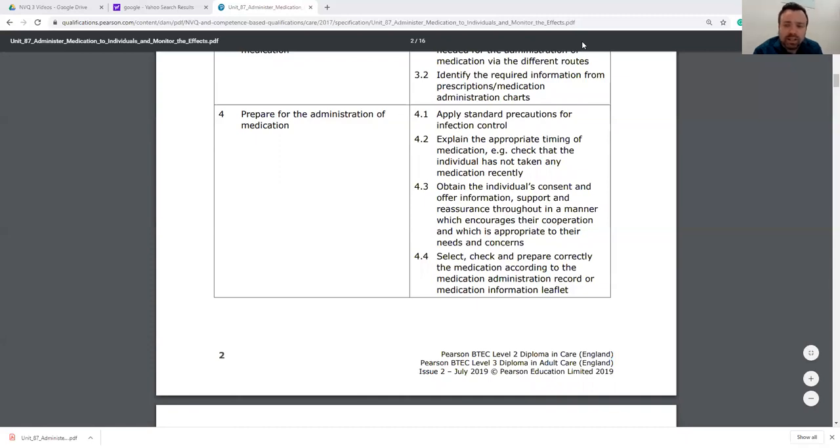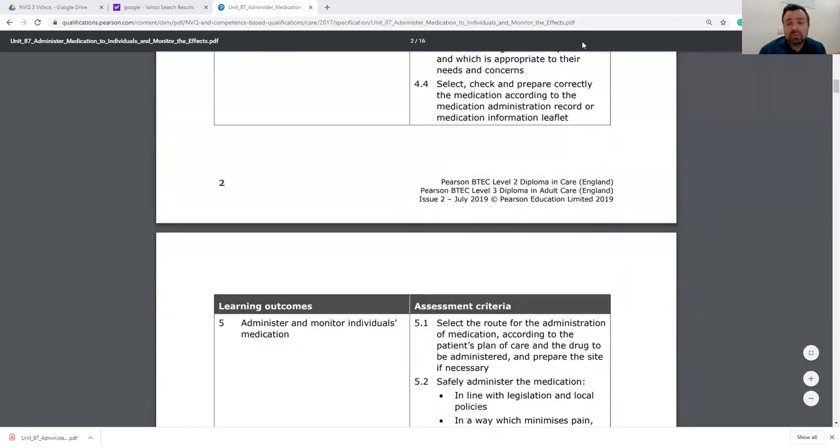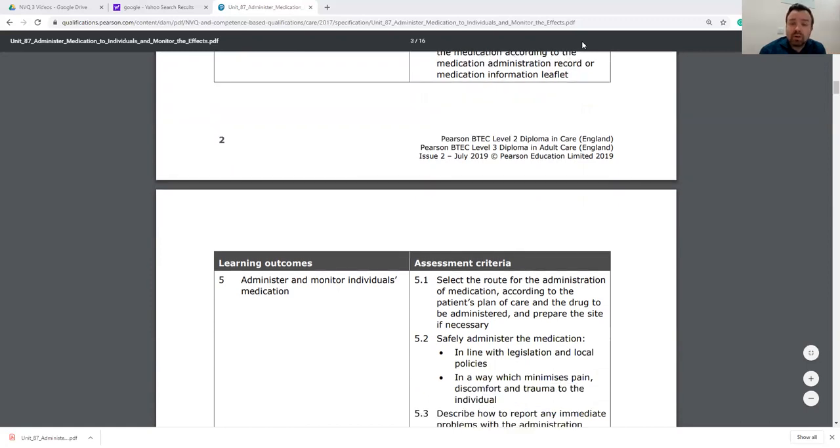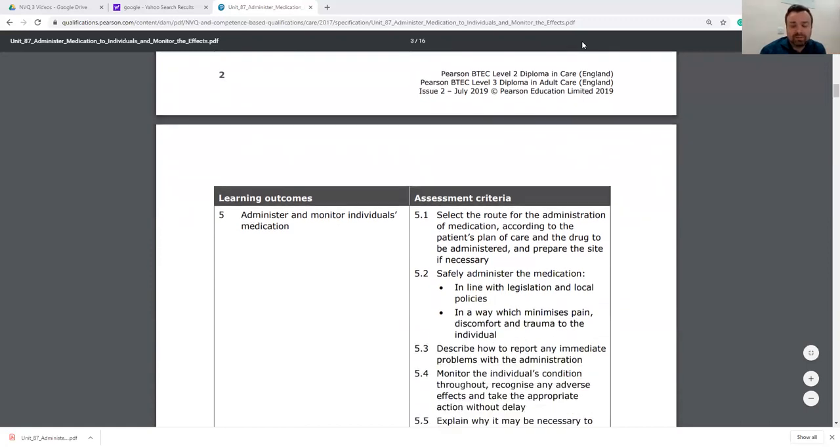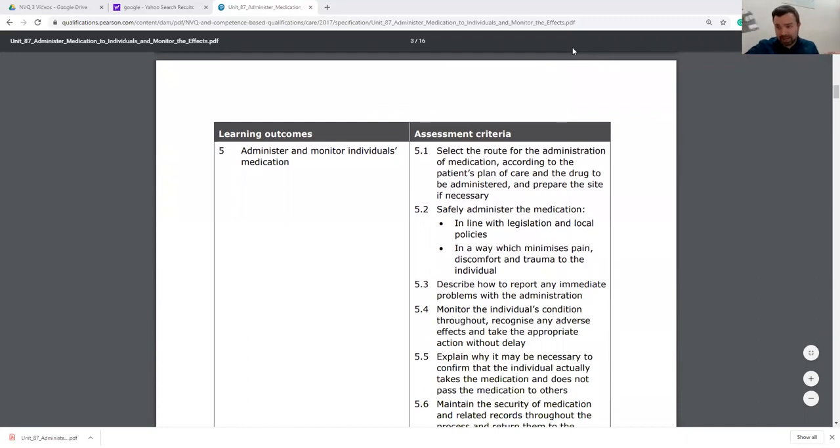4.3 is about obtaining consent. So again, we would tell them what the medication is, offer them reassurance, and encourage them to take the medication. 4.4 is about selecting and checking, correctly preparing the medication in accordance with the MAR records or the leaflets, and you'll be observed doing this. Ideally, you should be using the non-touch technique route. So again, if you've got packets, pop it into the pot.